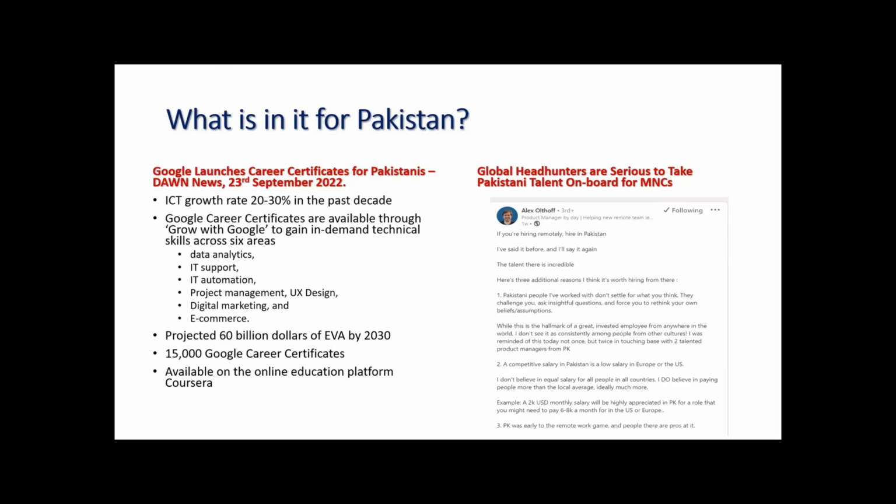And this is a note from a human resource manager: global headhunters are now seriously looking for Pakistani talent, because they have recently found that Pakistani talent is much better compared to talent anywhere in the world, particularly at the higher end. So now they are focusing on Pakistani talent. This is an opportunity for Pakistanis to work from home for multinational companies, and they need to get connected with the right global headhunters, and they should have the right certifications as well. Google has already offered these certifications in Pakistan.